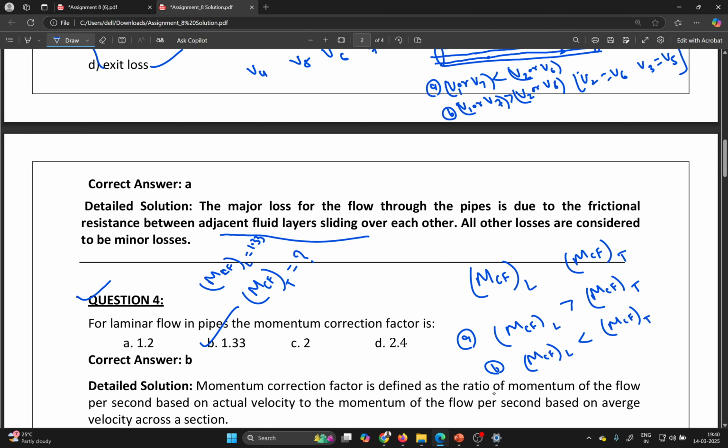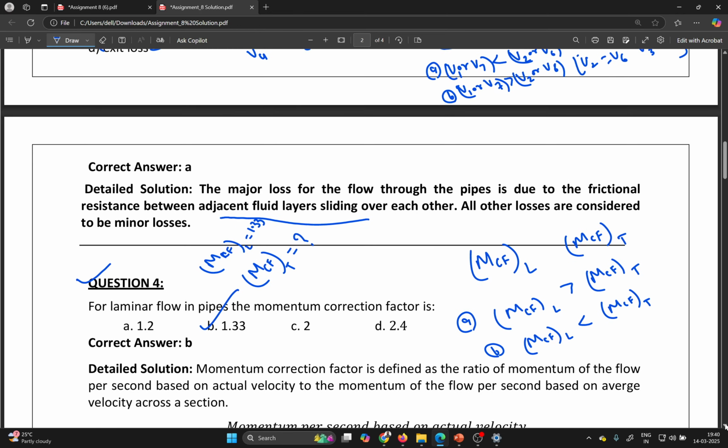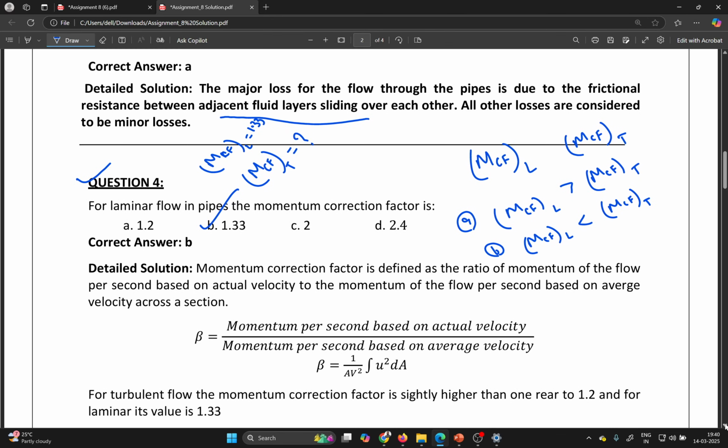Momentum correction factor is defined as the ratio of momentum of flow per second based on actual velocity to the momentum of flow per second based on average velocity across the section. Here just see, for turbulent flow, the momentum correction factor is slightly higher than 1, near 1.2, and for laminar its value is 1.33.